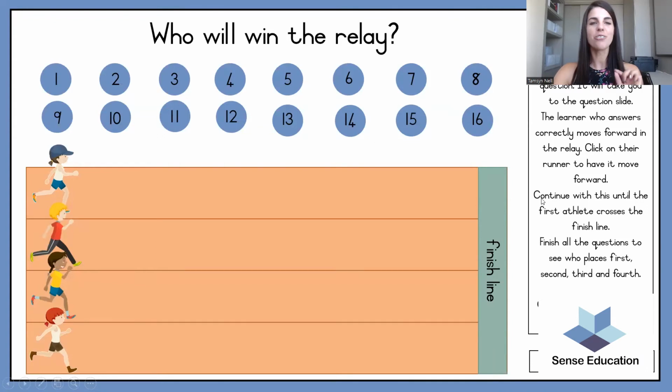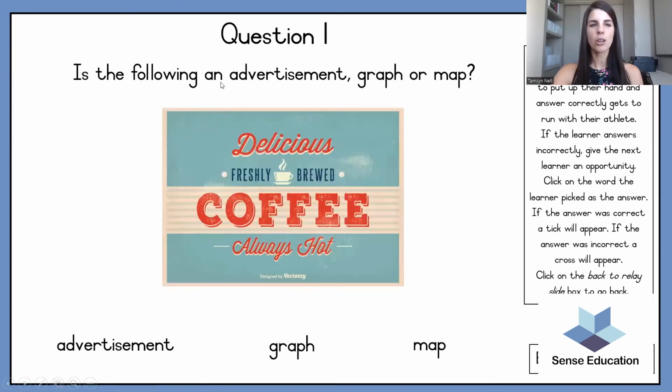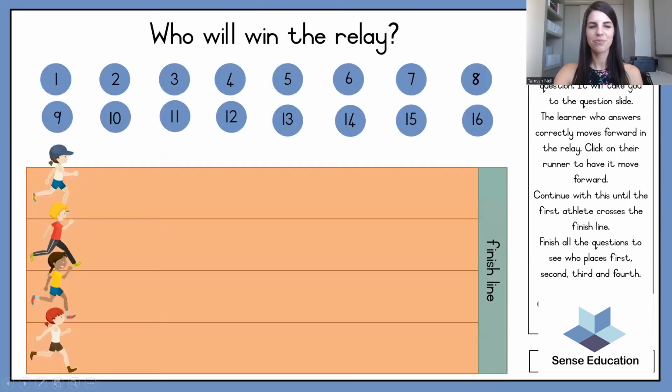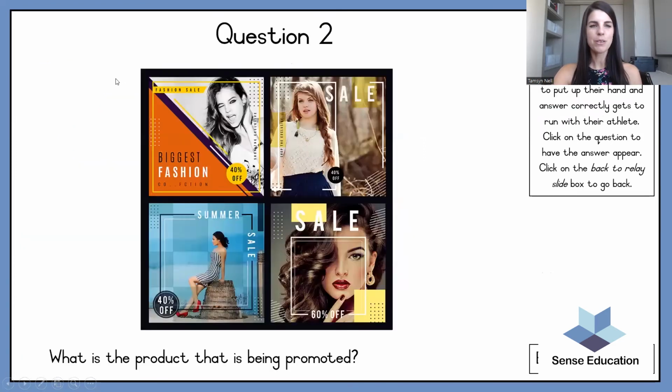Okay, so now we're going to play a relay race and see who gets to the end of the line first. So you can pick a character, and every time you get the answer correct, you are going to move forward. Let's go to number one. Is the following an advertisement, a graph, or map? Which one? Have a look at the wording, have a look at the picture. What are they trying to tell you? Let's see, an advertisement. Yes, excellent. It is an advertisement. Good. Okay, now I'm going to make this person, he's running forward in the race. Woohoo!